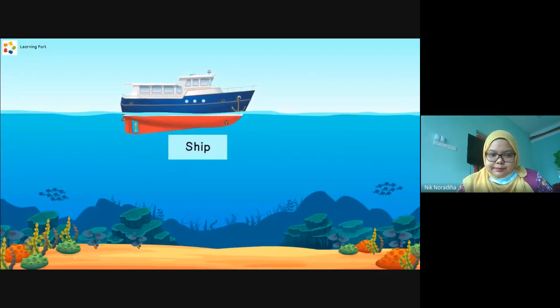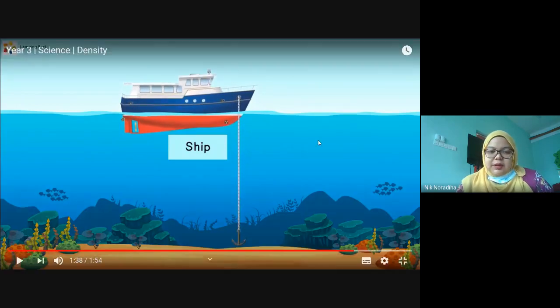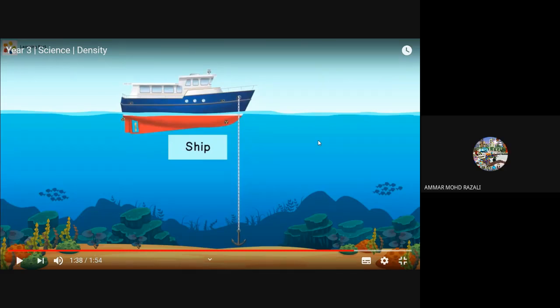The ship floats on water, though it is made of iron, because of the air inside it that makes it less dense than water. All right. Have you ever thought why a big ship in the sea stays afloat even though it is made from iron?